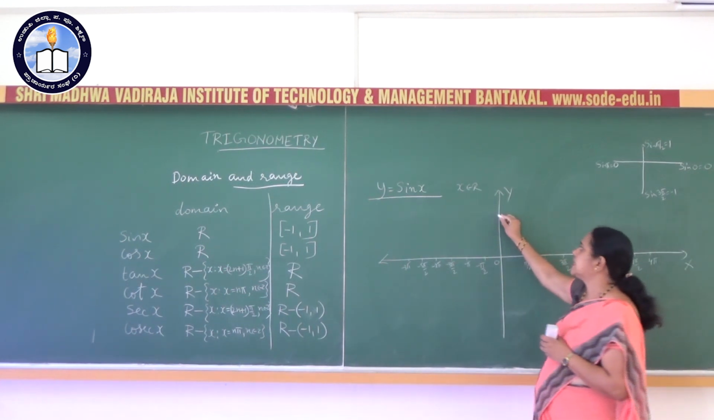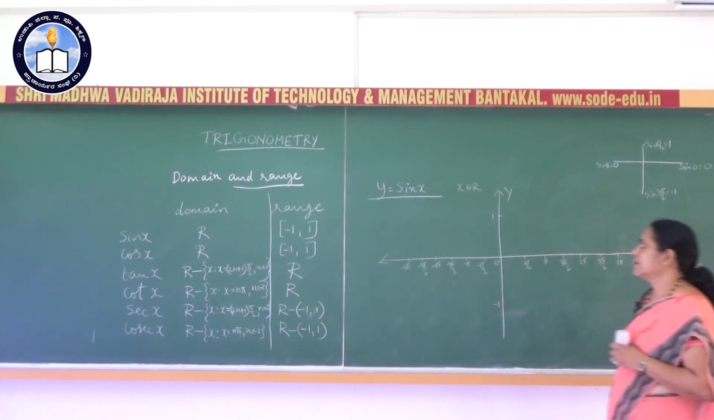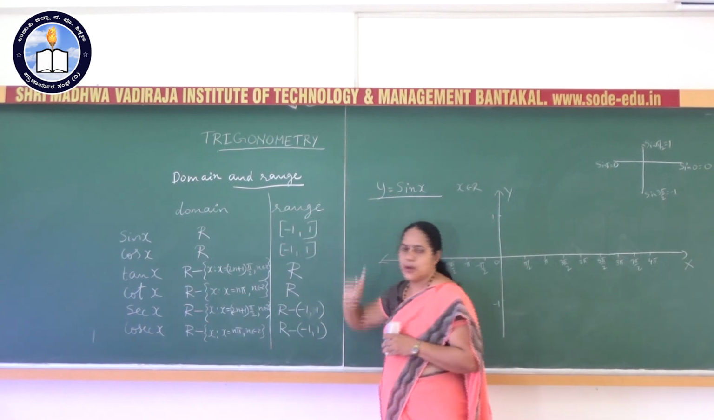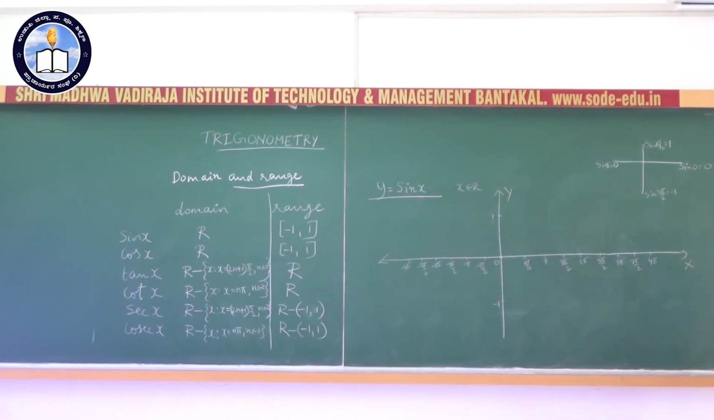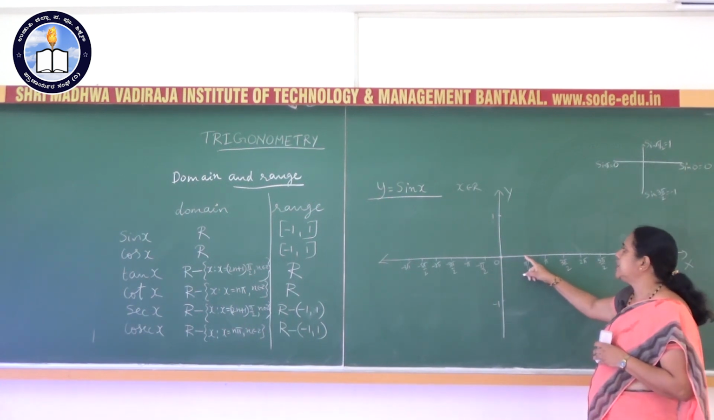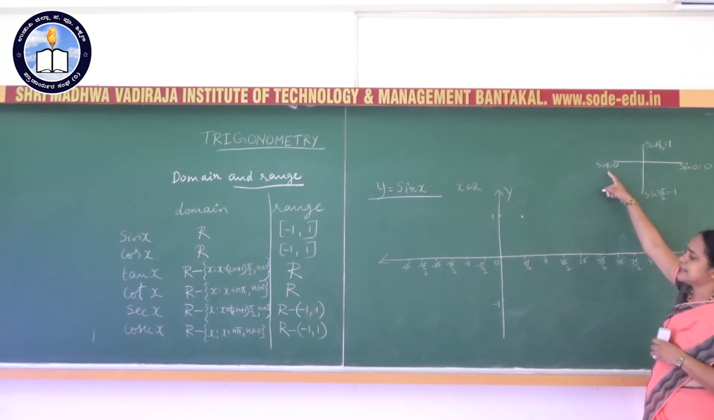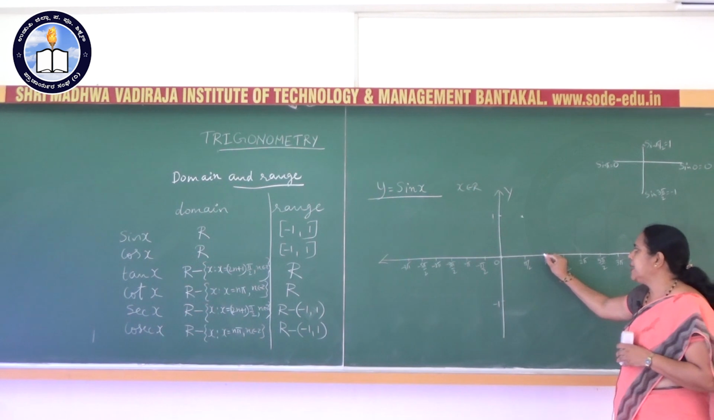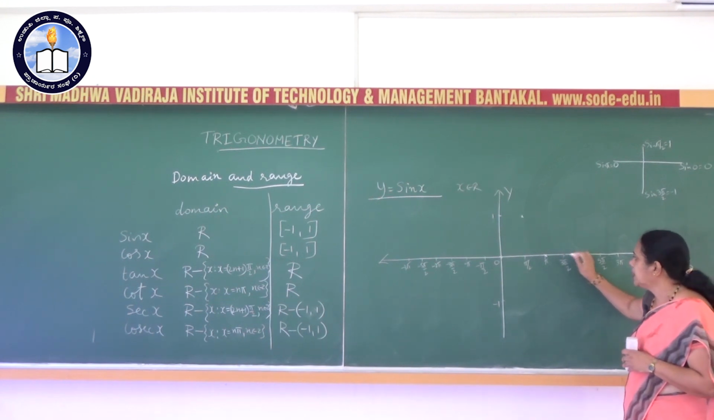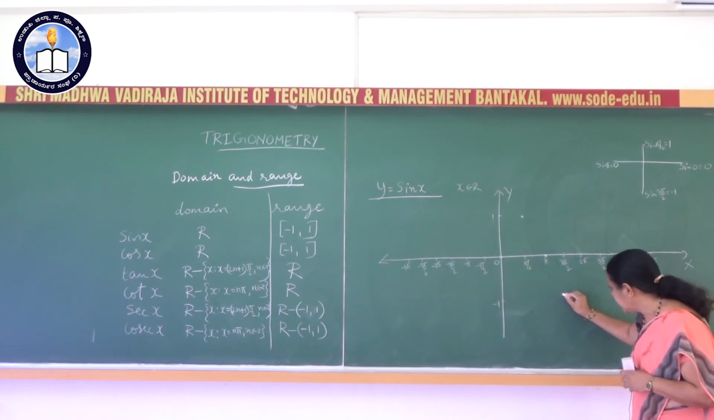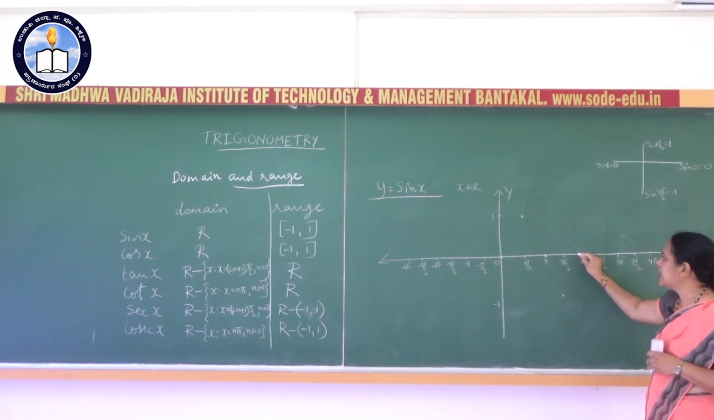The highest value of sin x is plus 1, the least value of sin x is minus 1. Now, sin 0 is equal to 0, so (0, 0) is a point in the graph. Sin 90 is equal to 1, so (pi by 2, 1) is a point in the graph. Sin 180, sin pi is equal to 0, so (pi, 0) is a point. When x is equal to 3 pi by 2, sin 3 pi by 2 is minus 1. So this is the point in the graph. Sin 2 pi is equal to 0.